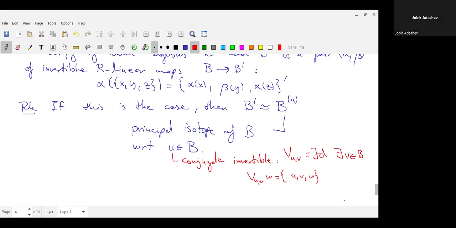Now I want to understand these principal isotopes using algebraic groups and vice versa.